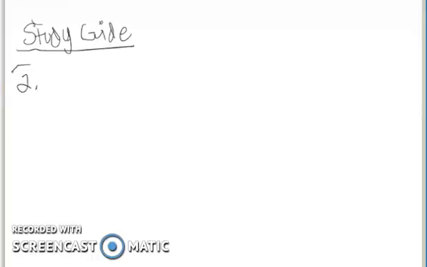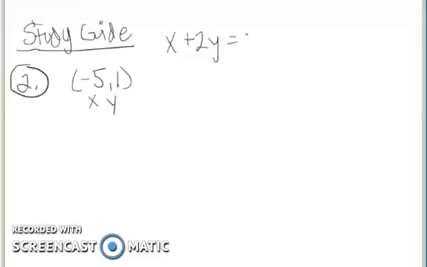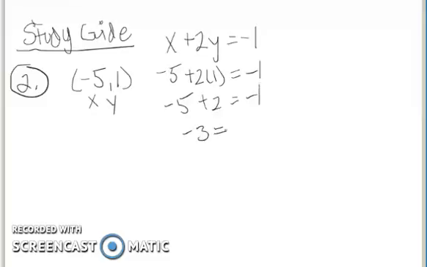What we need to do for this one is plug in the ordered pair, which is -5, 1. That's my x and y value, and I'm going to plug it into my two equations. I'm going to plug into the bottom equation first. We get x plus 2y equals -1. So I plug in -5 plus 2 times 1 equals -1. If I do this, I get -5 plus 2 equals -1. That's -3 equals -1. This is not a true statement, so that's not true.